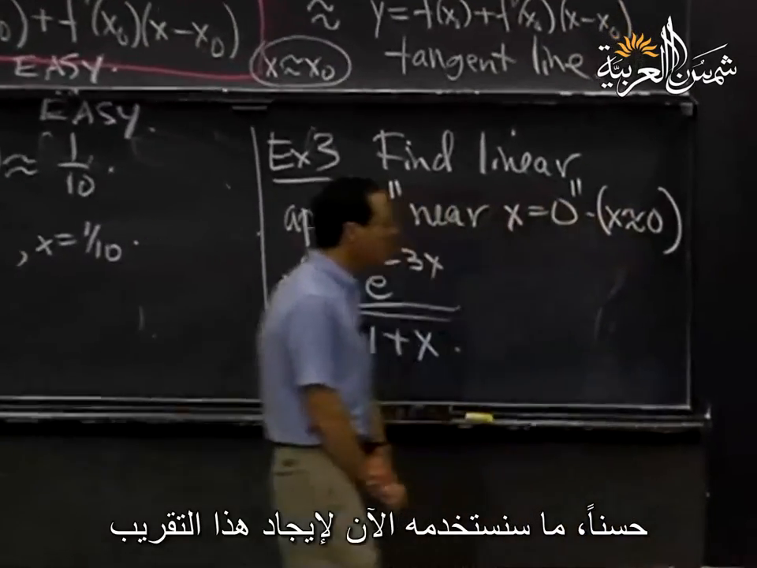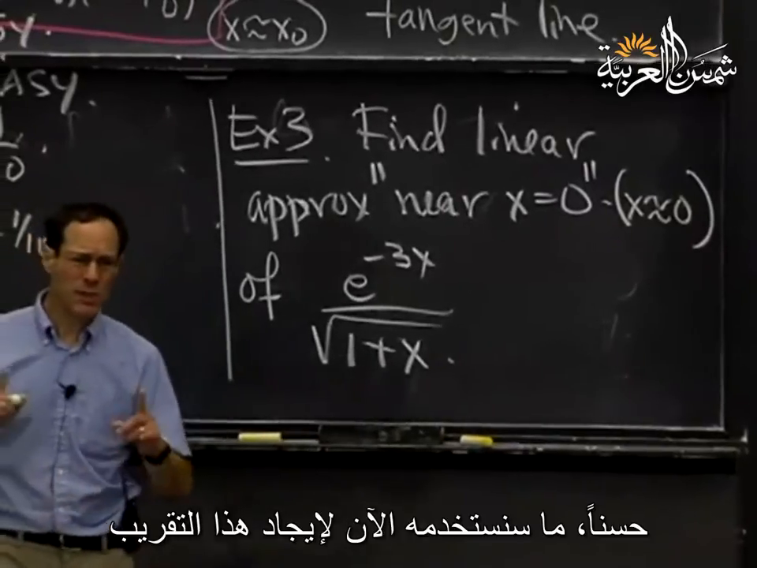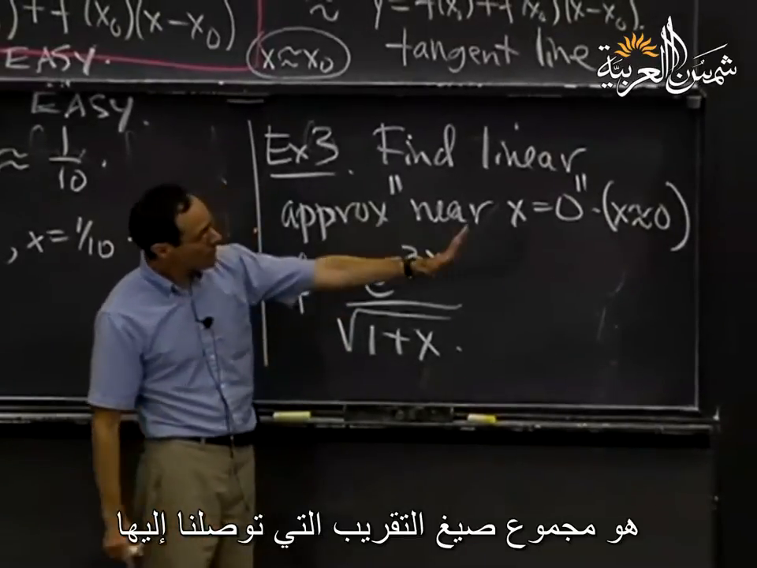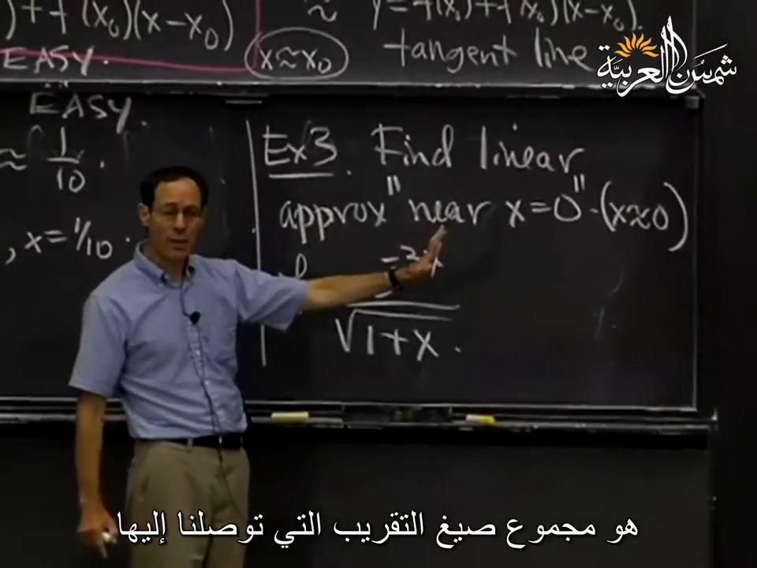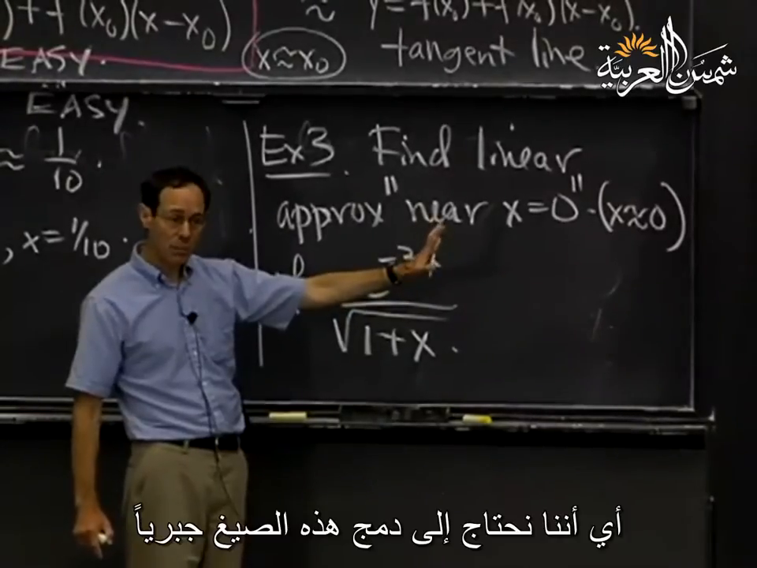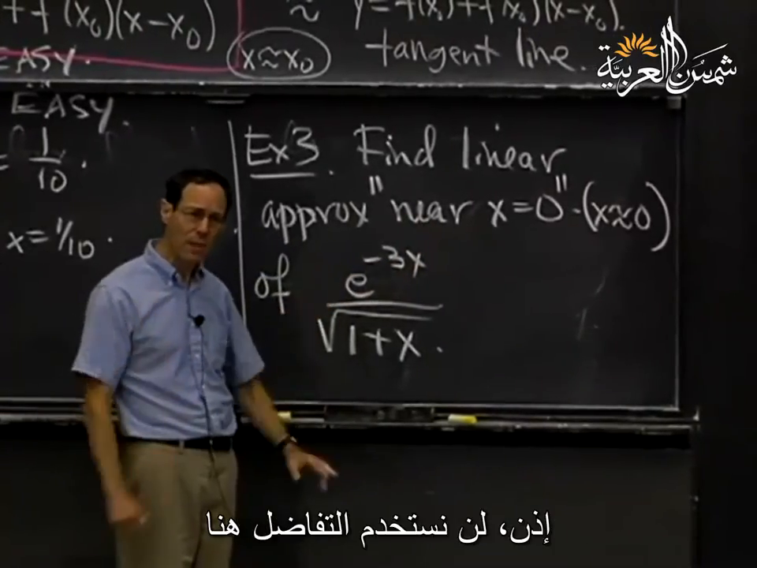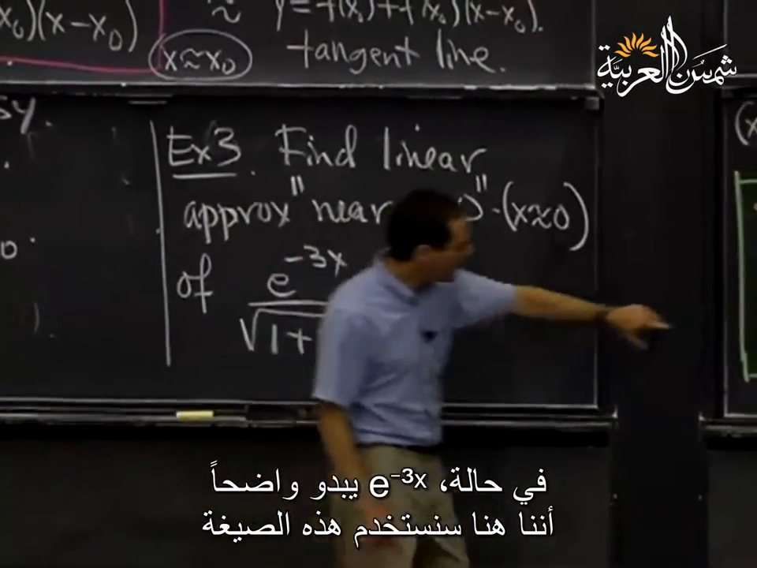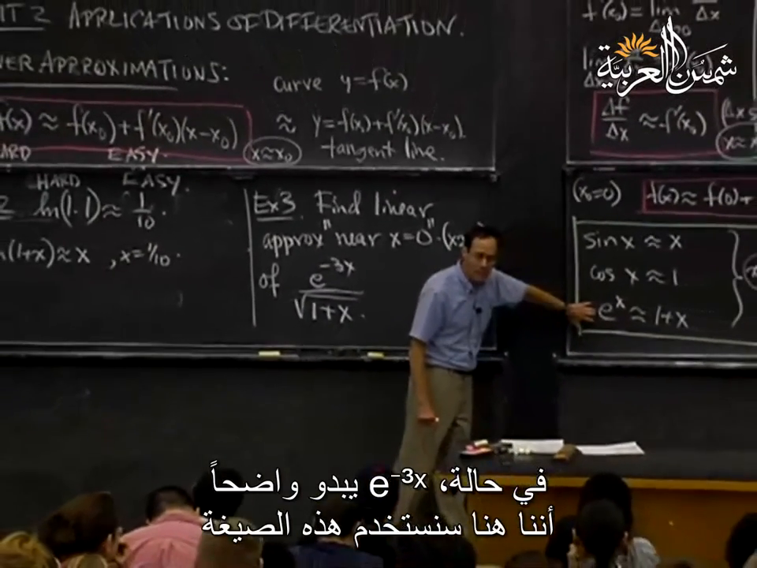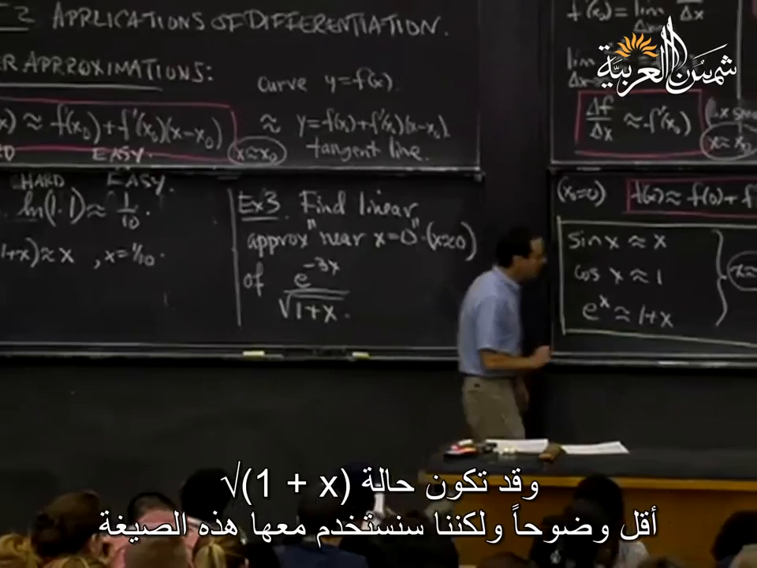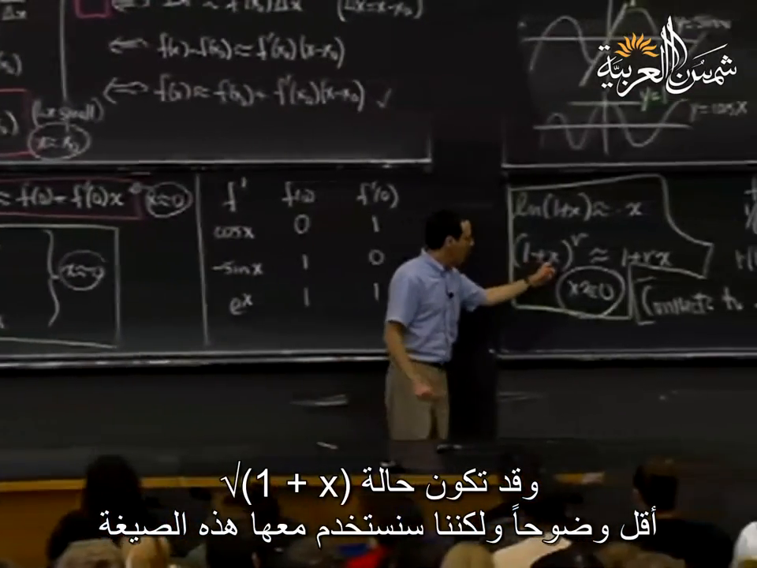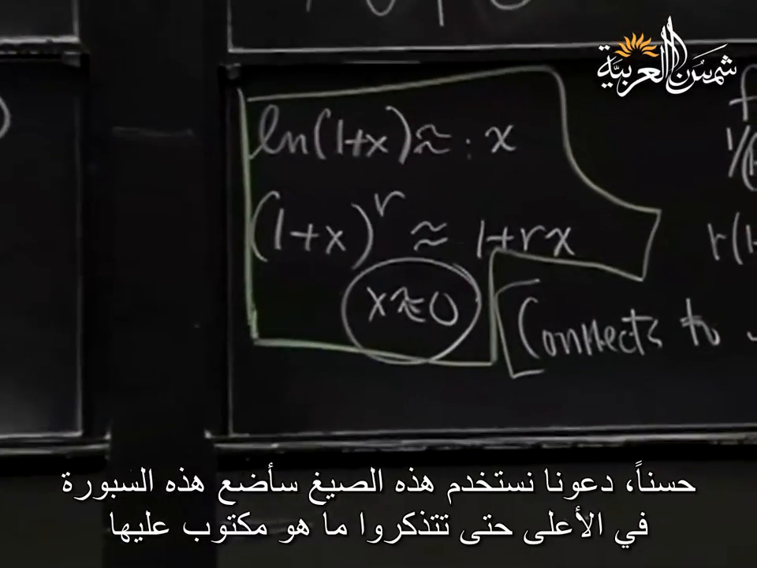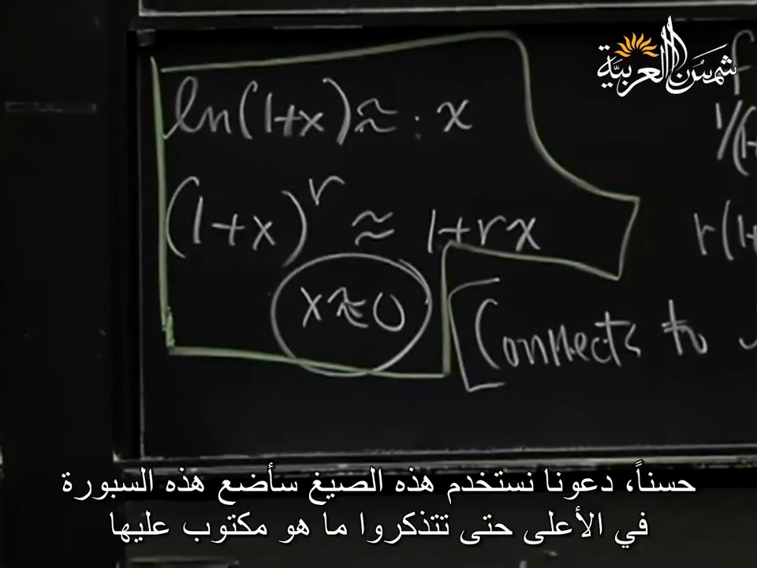Now, what I want to use for the purposes of this approximation are just the approximation formulas that we've already derived, and just combine them algebraically. So I'm not going to do any calculus. I'm just going to remember. So with e to the minus 3x, it's pretty clear that I should be using this formula for e to the x. For the other one, it may be slightly less obvious, but we have powers of 1 plus x over here. So let's plug those in. I'll put this up so that you can remember it.